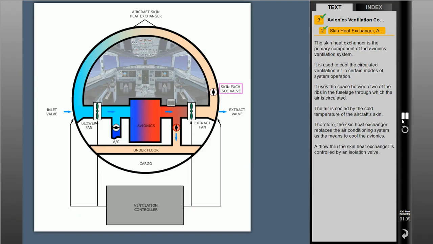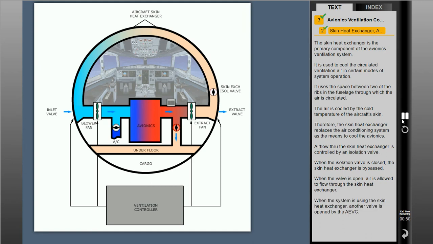Airflow through the skin heat exchanger is controlled by an isolation valve. When the isolation valve is closed, the skin heat exchanger is bypassed. When the valve is open, air is allowed to flow through the skin heat exchanger.